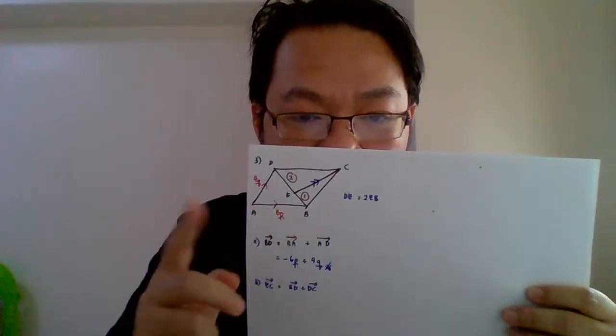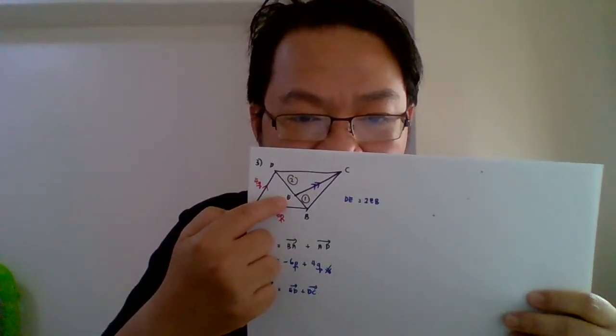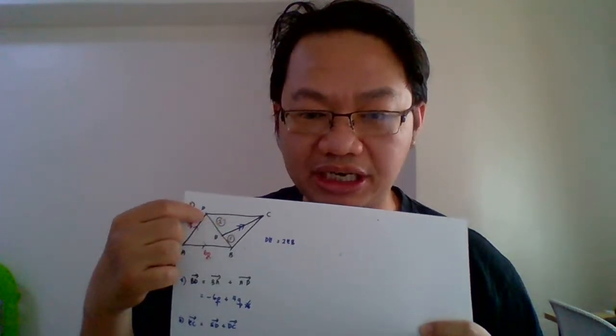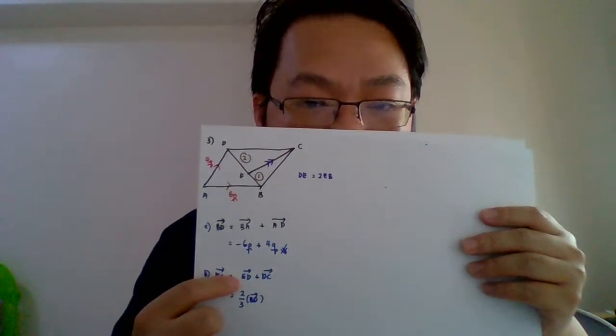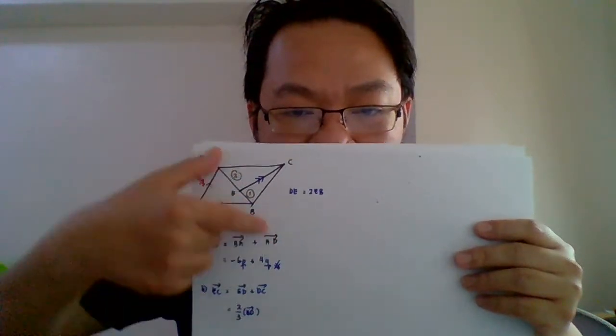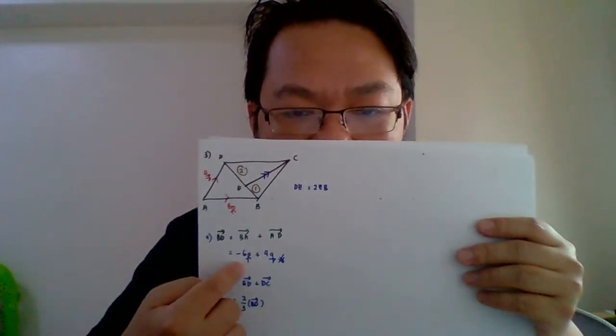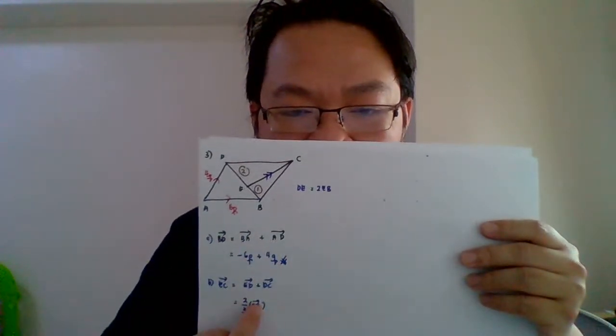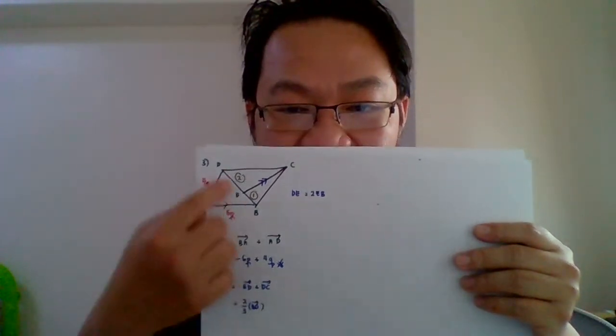Don't forget the direction, don't forget the direction. We want to find EC, so for ED, the direction is upwards, E going to D. So ED actually is 2/3 of BD. We are dealing with the ratio now, so please be careful. ED equals 2/3 of vector BD. The BD vector we already obtained here, just cut and paste, put it here. Don't forget plus DC.